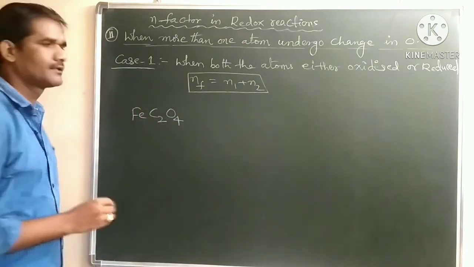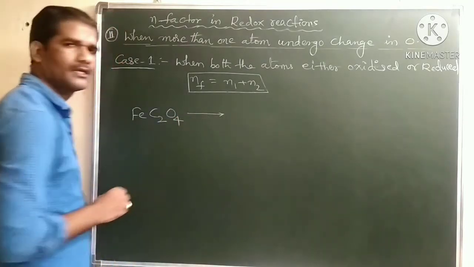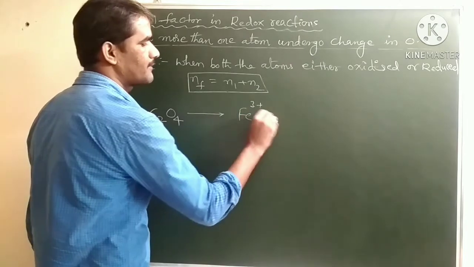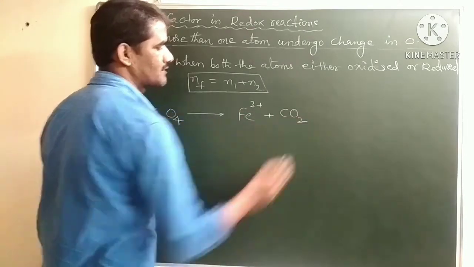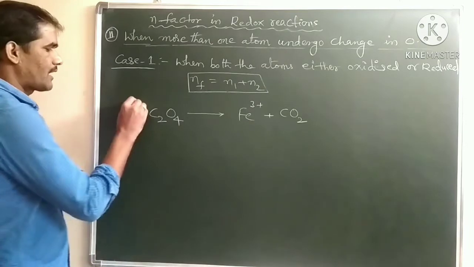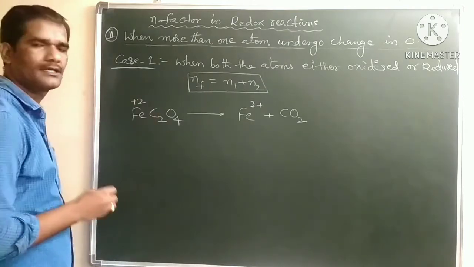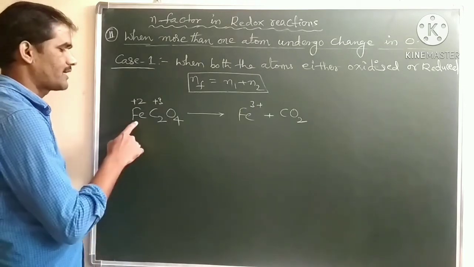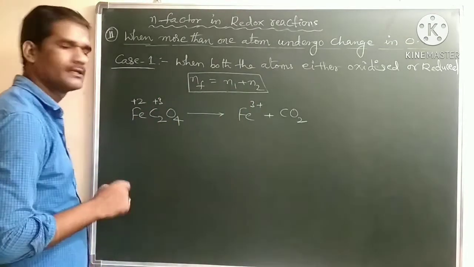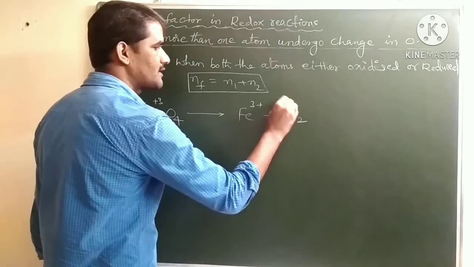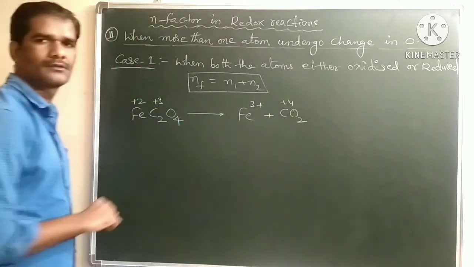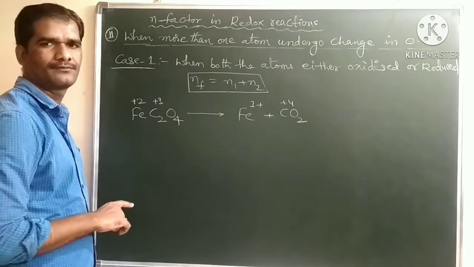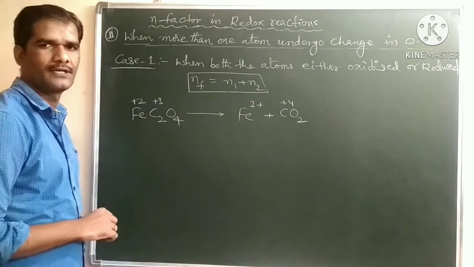Ferrous oxalate generally undergoes oxidation and it will form iron 3 plus and carbon dioxide. See here, iron is present in the plus 2 oxidation state, carbon is present in the plus 3 oxidation state. Now iron is changing from plus 2 to plus 3 and carbon is changing from plus 3 to plus 4. Both elements, iron and carbon, are oxidizing. They are increasing their oxidation state.